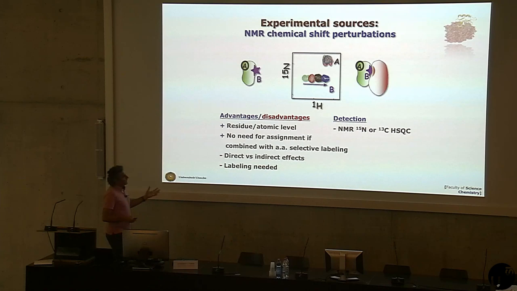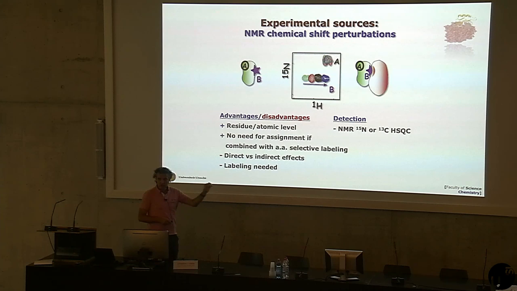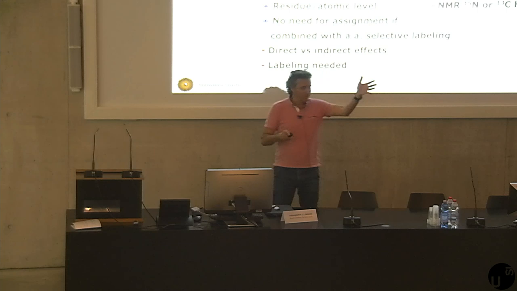NMR is also a method which allows you to detect interactions. Here you need to label one of your proteins, and you can run experiments where you are basically correlating the protons that are attached to a nitrogen-15. In these experiments, you will see one signal per amino acid on average. There are a few side chains, and there's one amino acid that you don't see. Which amino acid has no NH? Chemistry question, I guess. One chance out of 20 to get it right. Proline, yes, exactly. So you don't see prolines in these experiments.